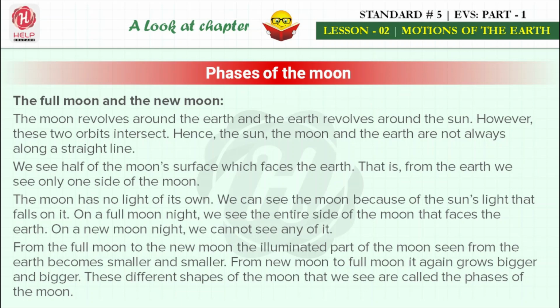On a full moon night, we see the entire side of the Moon that faces the Earth. On a new moon night, we cannot see any of it. From the full moon to the new moon, the illuminated part of the moon, seen from the Earth, becomes smaller and smaller. From new moon to full moon, it again grows bigger and bigger. These different shapes of the moon that we see are called the phases of the moon.